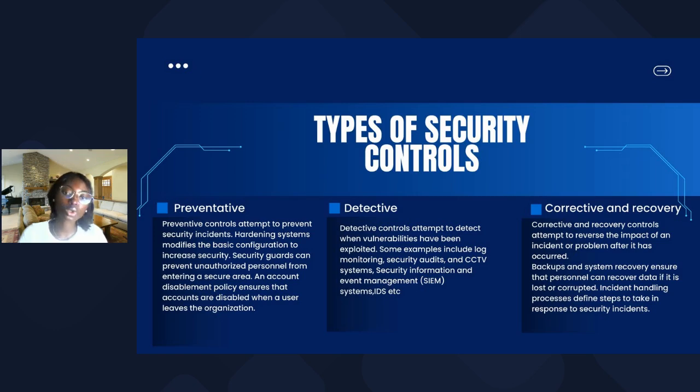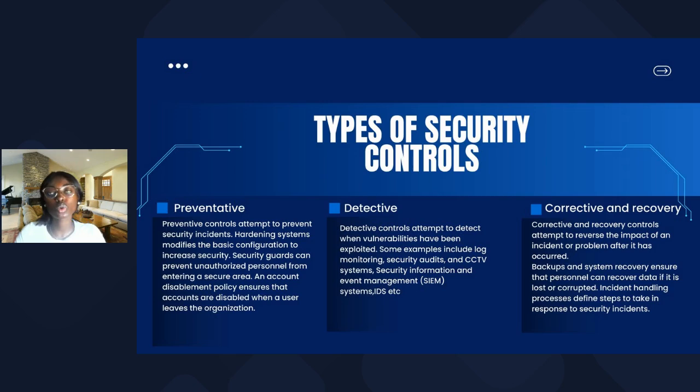Somebody's coming into the organization maybe to steal valuable possessions in your server room or something. The security guards already know people who work within the organization, and they're able to stop others who are not workers of that organization from accessing sensitive or confidential environments within your organization, right? So security guards also serve as preventive control, right?